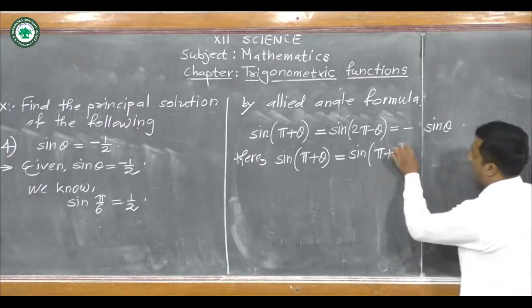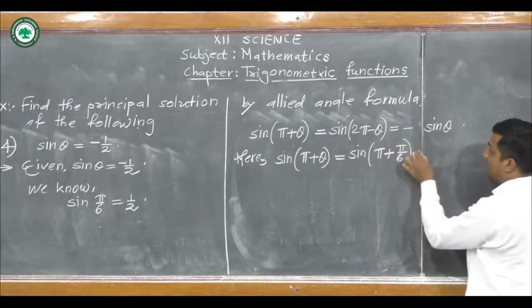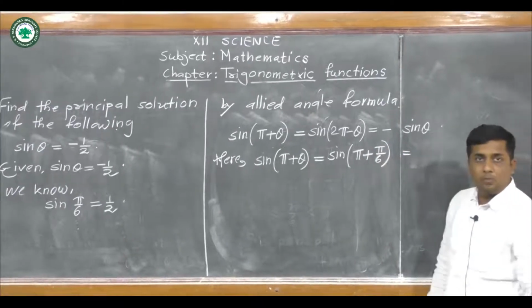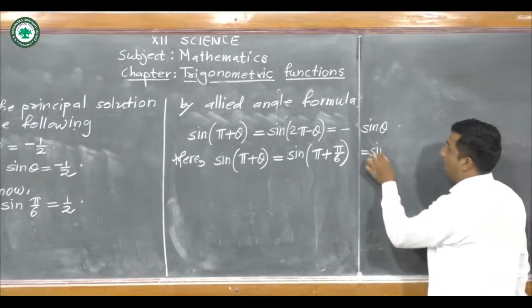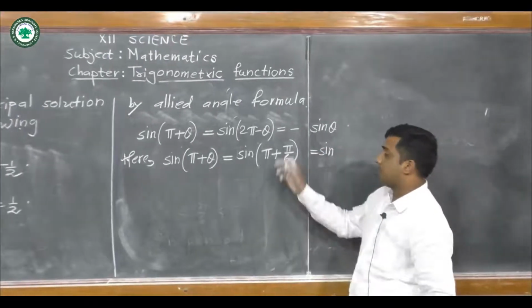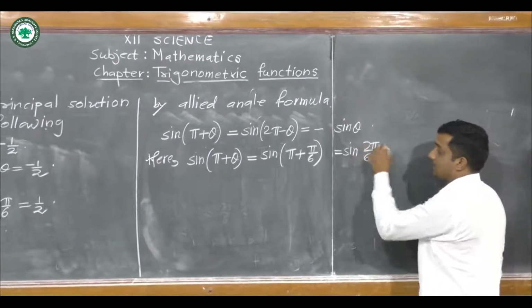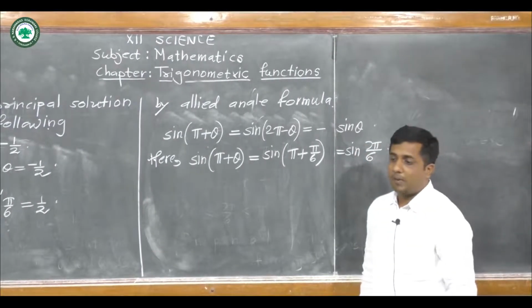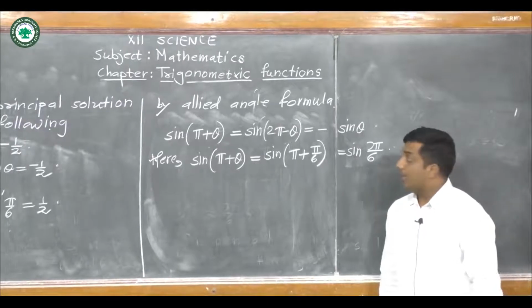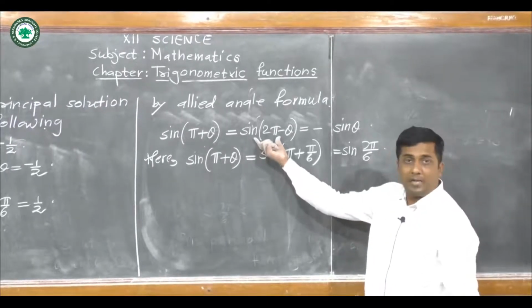Okay, so here pi plus pi by 6, and this is equal to sine of, we know pi plus pi by 6 is 7 pi by 6. It's 7 pi by 6. Next, we consider this middle one.